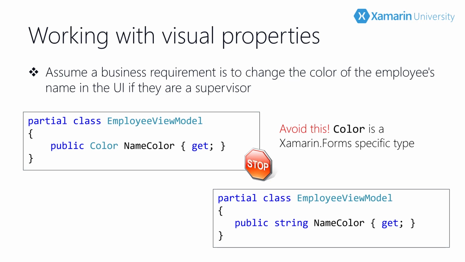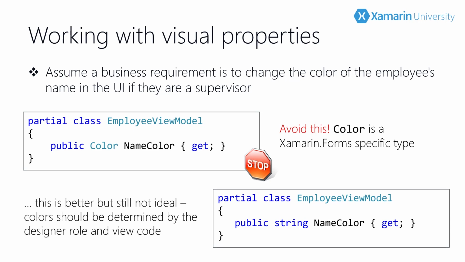So what we'd really like to do is just to have a simple Boolean property in our ViewModel, or an enumeration property that indicates the role of this employee, and then have the color change in the view based on the value of that property. We could use a value converter to do this exact thing, and that's certainly a valid solution, but it turns out there is a better way to do this in Xamarin.Forms.